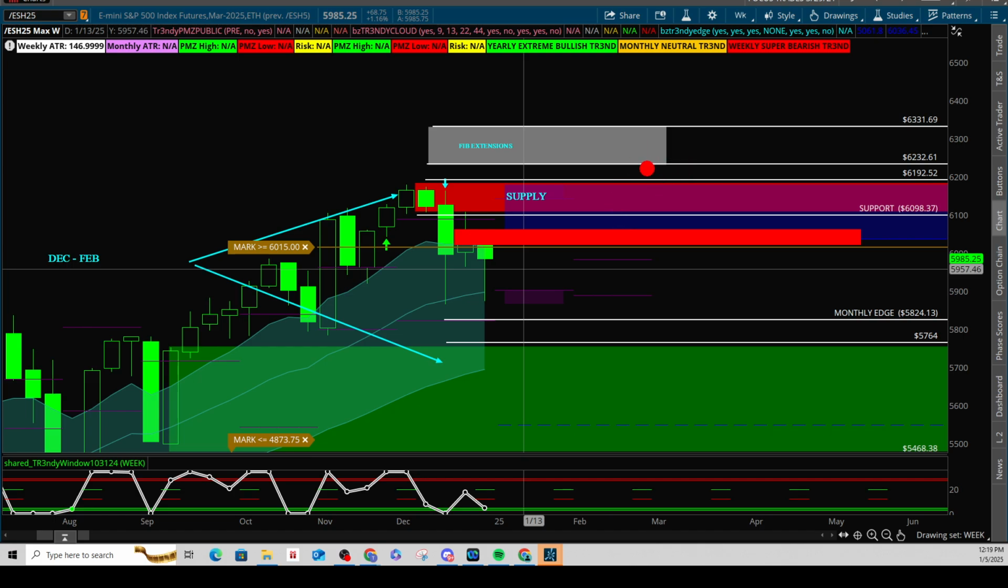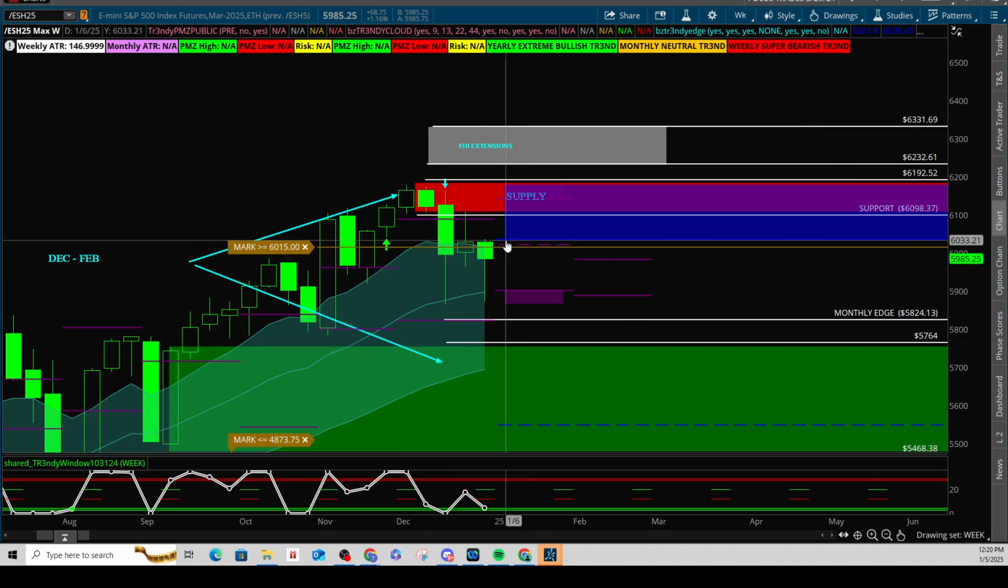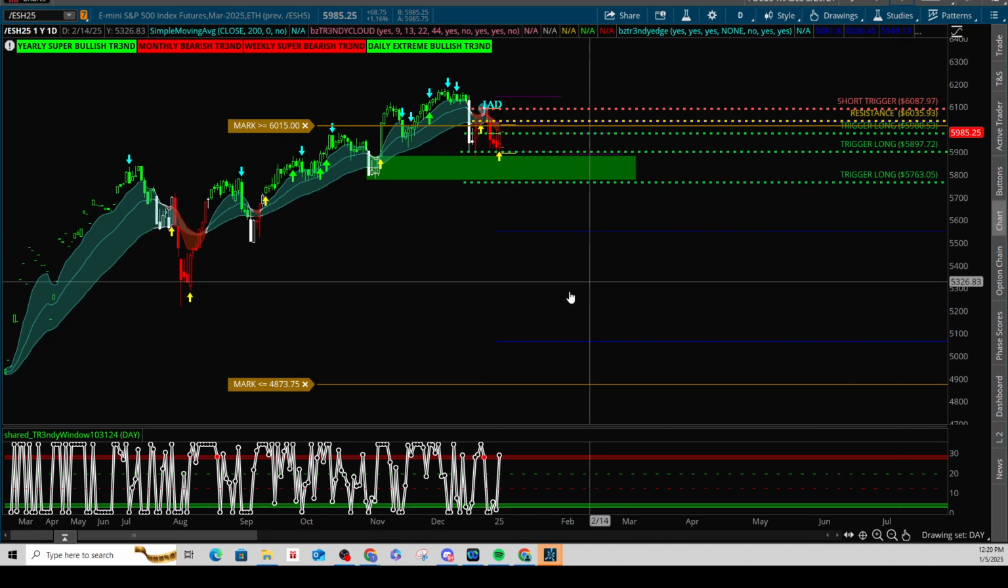60.36. Okay. Sideways to down until we can get up and over that level. Now, listen, sideways to down until we get above that level. That does not mean I do not buy the dip on smaller time frames in the demand zones. Okay. So please understand that. This is based off a weekly. All I'm saying is on a weekly, this is what we're looking at. And then that leads us to our next chart, which is the daily.